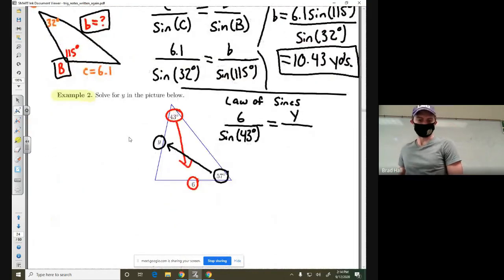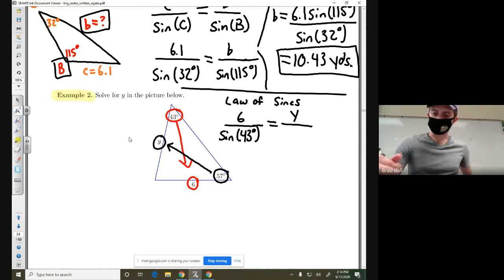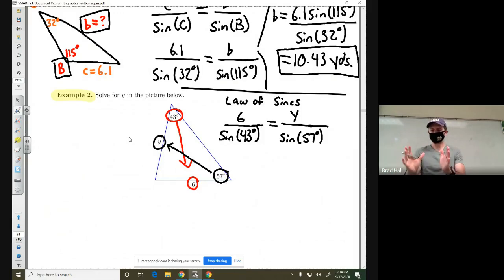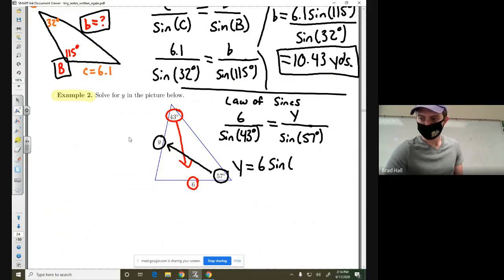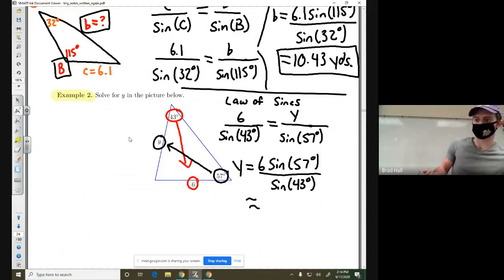So I think that's worth knowing. And so since we know the side y corresponds to the angle of 57 degrees, then we can complete the law of sines formula like this. And this is how we use the law of sines. Once you set it up, the algebra is really straightforward. All you have to do is multiply by sine of 57 to the other side. And then it's calculator work. So again, the algebra is not that bad. Now we have to plug it into the calculator.